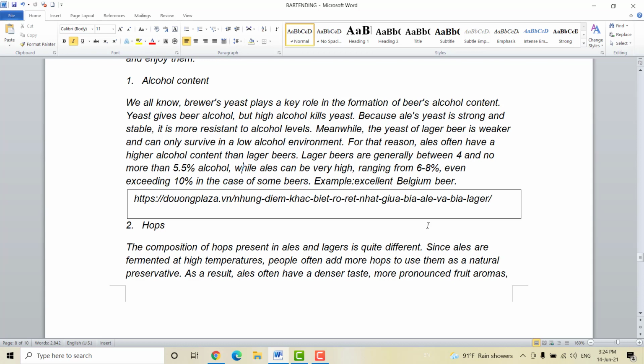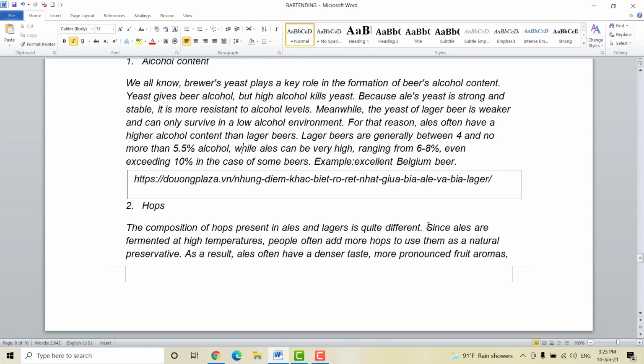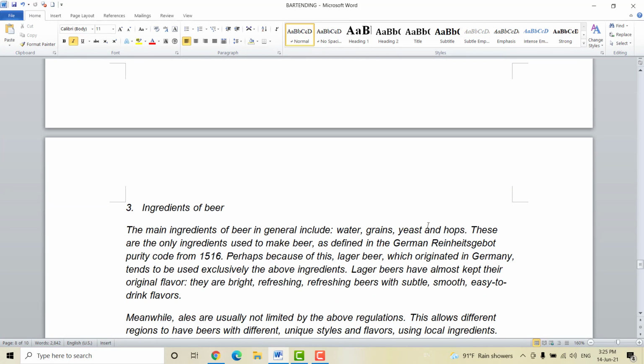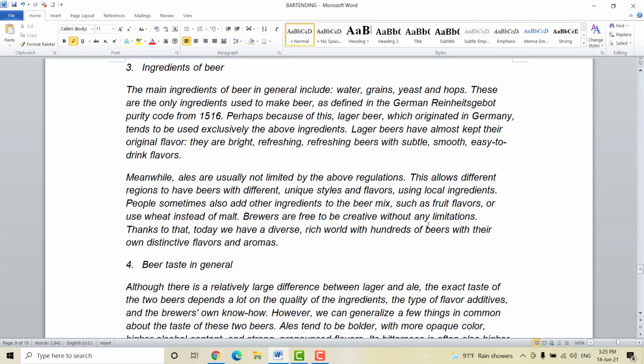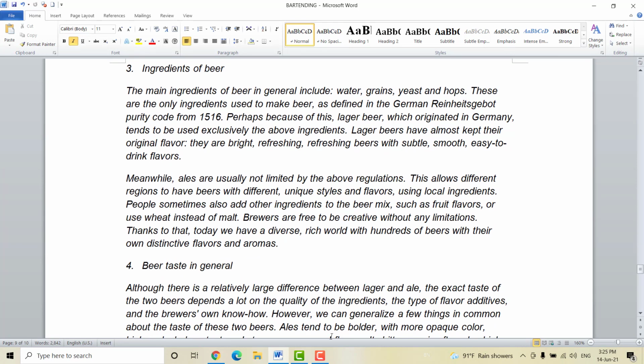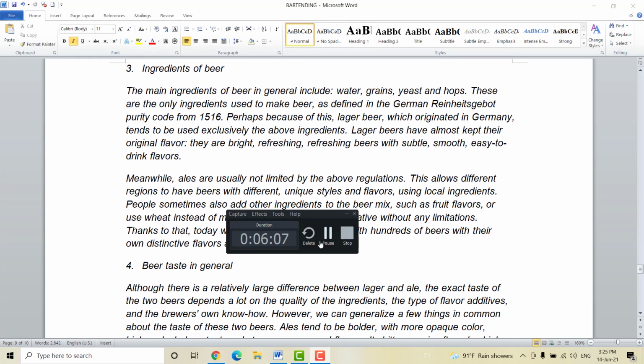Hops. The composition of hops present in ales and lagers is quite different. Since ales are fermented at high temperatures, people often add more hops to use them as a natural preservative. As a result, ales often have a denser taste, more pronounced fruit aromas, but often higher bitterness. Meanwhile, due to being fermented at cold temperatures, lager beers require less hops.